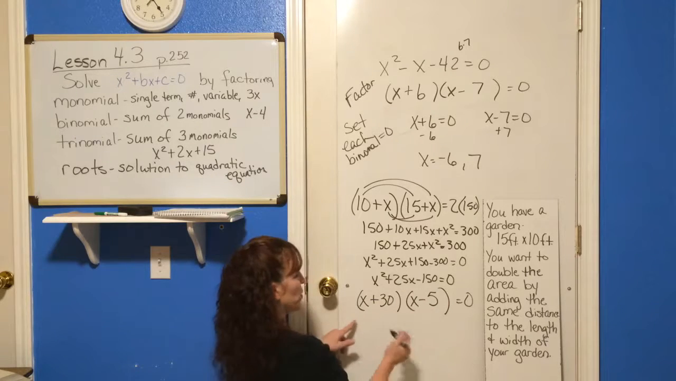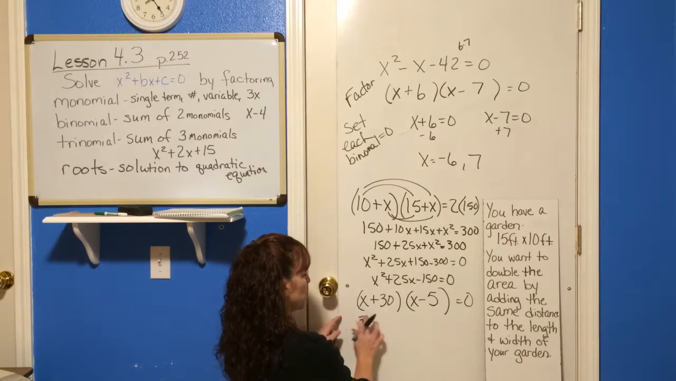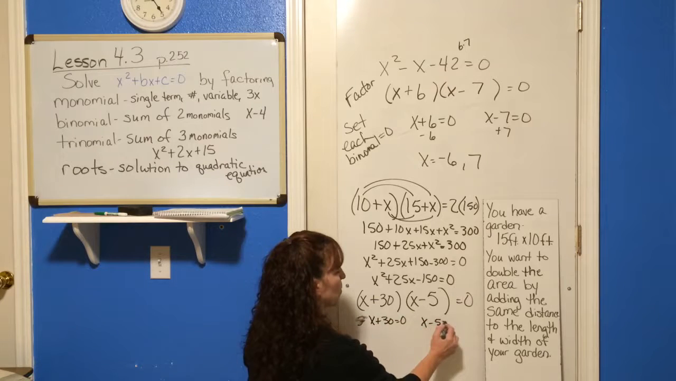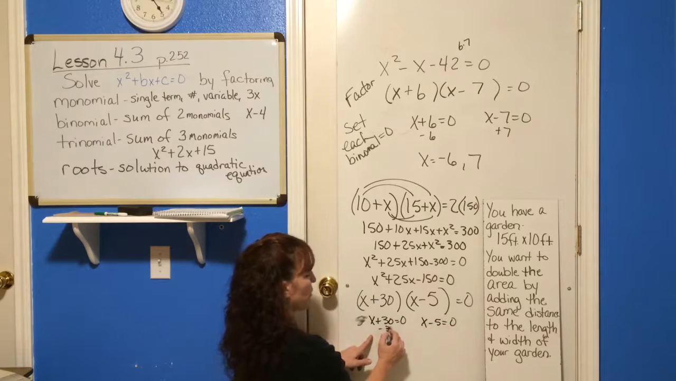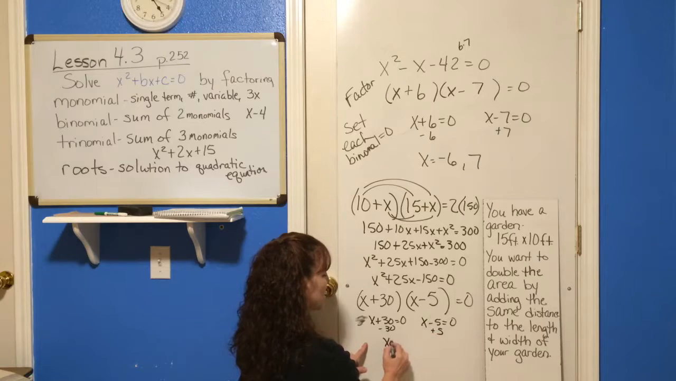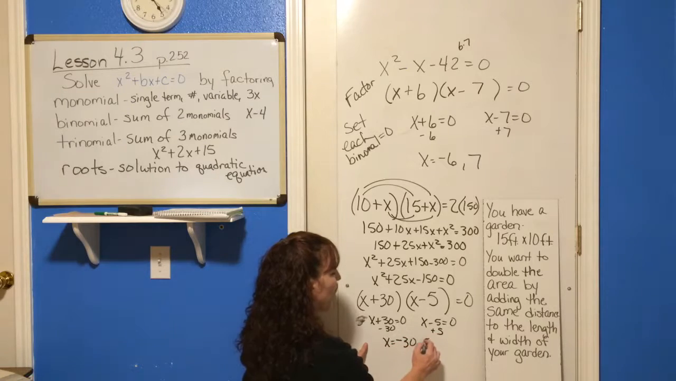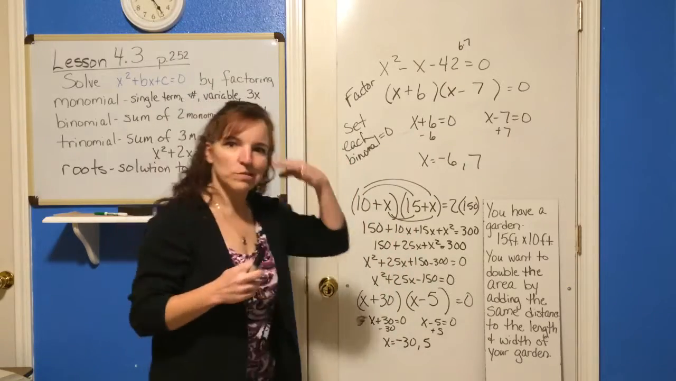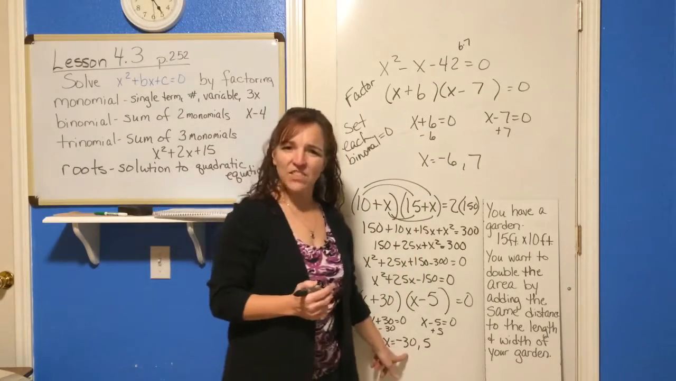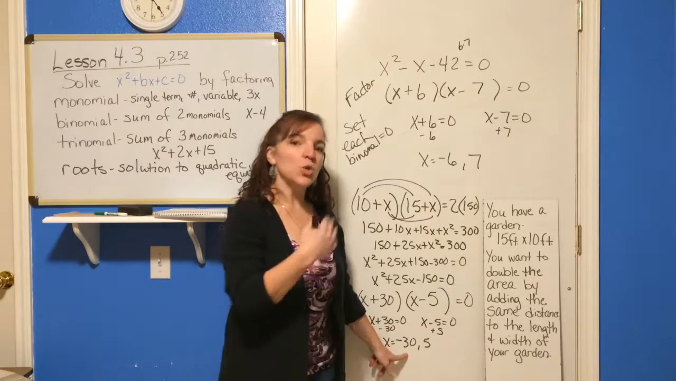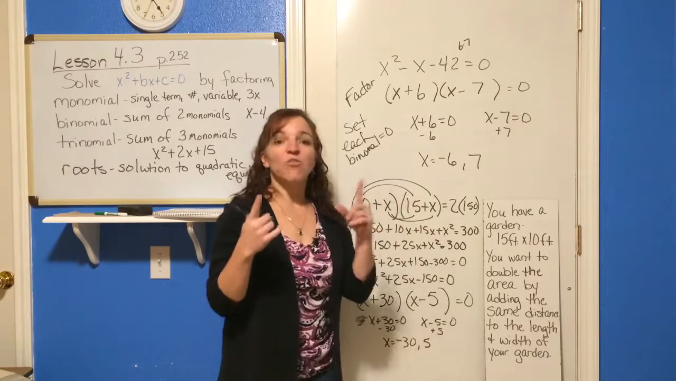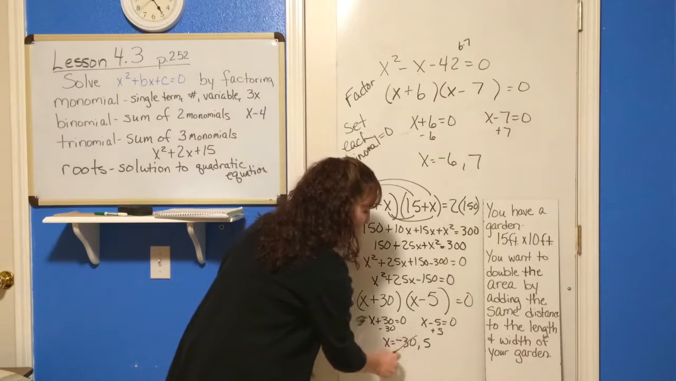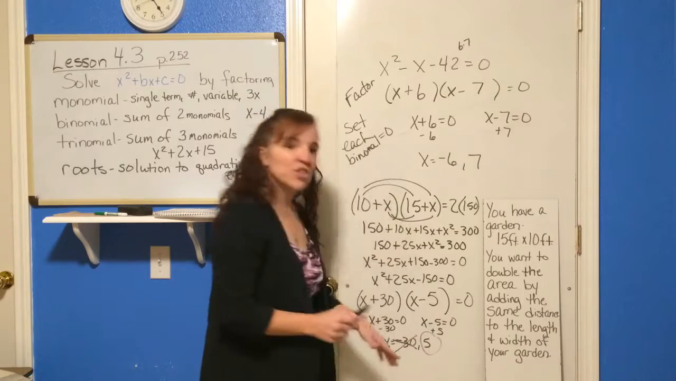When you set each of those equal to 0, subtract 30 and add 5. So x is negative 30 or 5. Then you just use practical knowledge, right? Can you have a negative distance? No, you can't. So in this case, with a word problem, you only have one possible solution, even though mathematically you have two possible solutions. The negative 30 is not going to work. So 5 is your x.